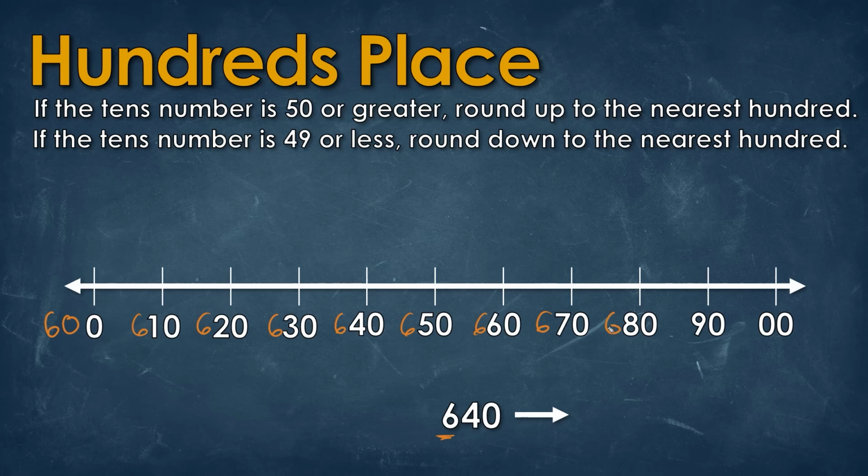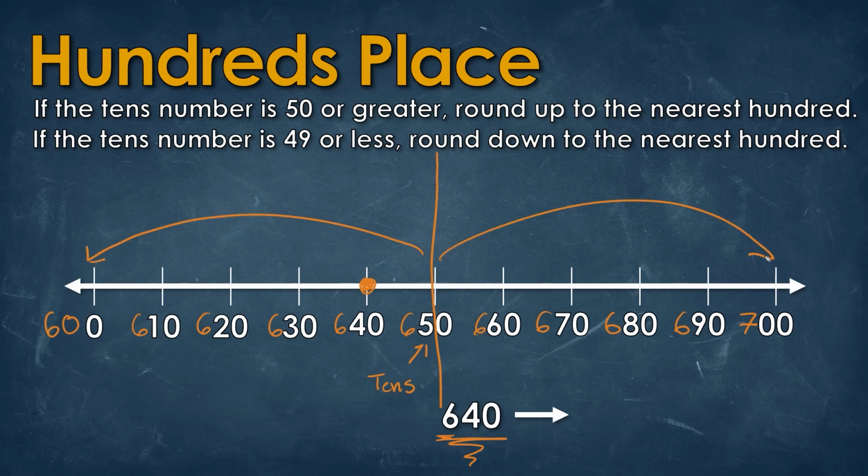Now, when we talk about rounding, again, we're going to talk about where we put that middle line. That middle line will always be where the tens place is a 5. We look at that tens number. So we will put a line down the middle here, and now we have the number 640. Well, 640 is going to go right here. So is it closer to 600 or closer to 700? Well, because it's on this side, the answer is going to be 600.